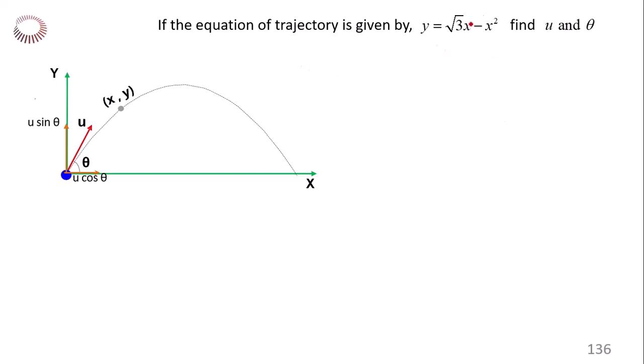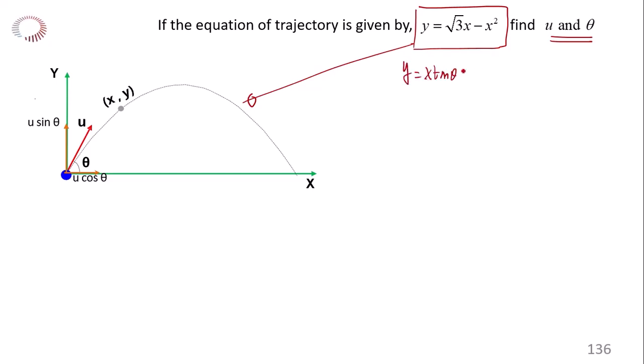If the equation is given, let us say y equals this form of equation, and you are asked to calculate the value of u and theta. That means the parabola equation is given. Now I have to compare this equation with our most general equation. So what is our equation? Our equation is y equals x tan theta minus gx square by 2u square into 1 plus tan square theta.